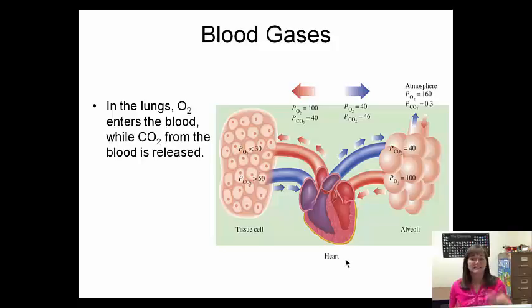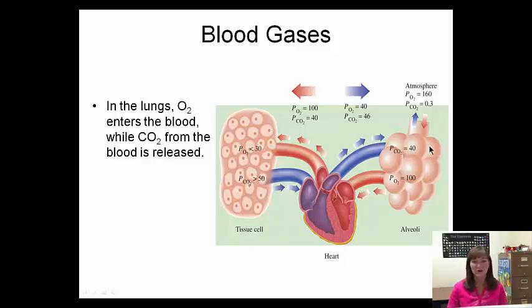So gases, to talk about this, I want to remind you that gases flow from regions of high pressure to regions of low pressure. So in the lungs, oxygen enters the blood while carbon dioxide from the blood is released. So let's look at this picture for a second to get our bearings. Here are the lungs that they're showing in the picture. And out here is the atmosphere. So you're breathing air into and out of your lungs. Then it goes into the heart, and then they're showing it over here. We have the tissue cell.